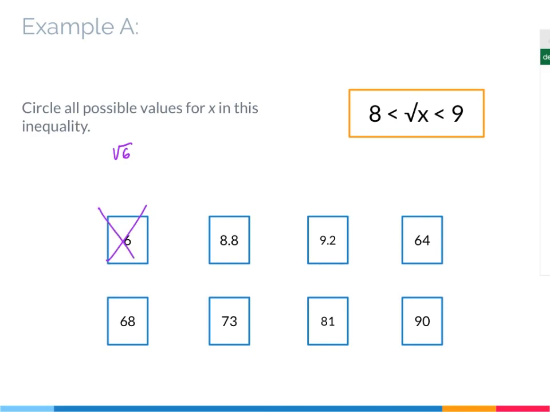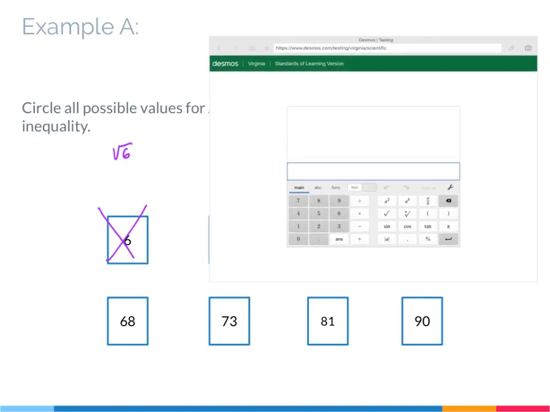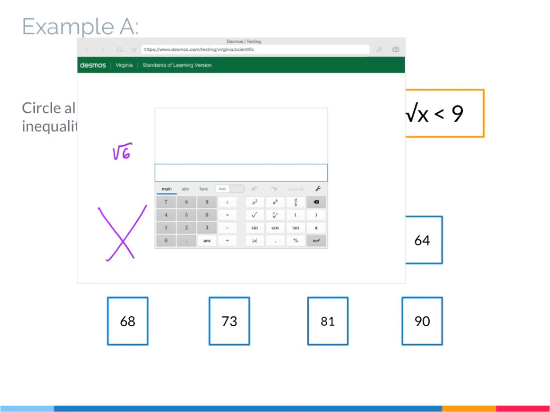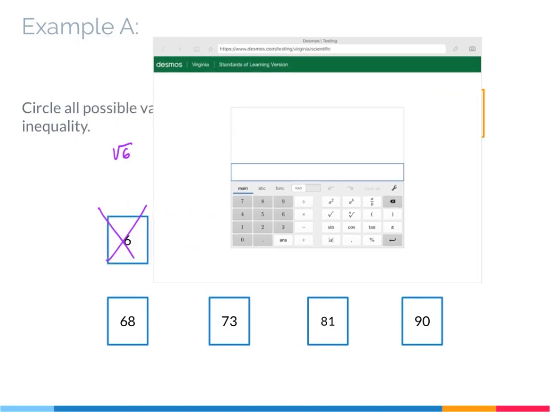Now for 8.8, that's tricky. 8.8 could be between 8 and 9, but it's not just between 8 and 9. It's the square root of that number, 8.8, between 8 and 9. So let's drag over our fancy calculator, see if that can help us here in this particular situation. We're going to plug in what we have here. So let's put that one in the front so it can block out everything else that we need. We're going to be typing in the square root of 8.8.